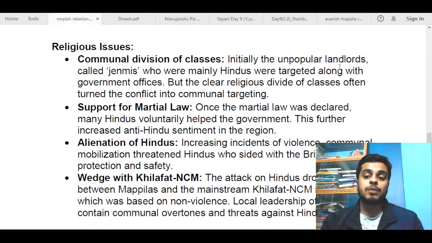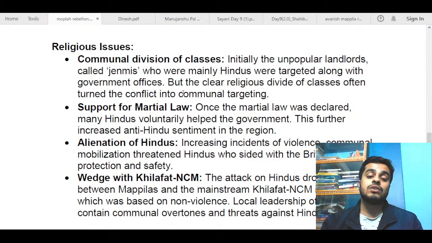So initially the unpopular landlords called Jenmis, who were mainly Hindus, were targeted along with government officers. So the peasants had grievances against these landlords also. So they were also targeted. But what happened was they targeted the landlords for their agrarian discontent, but it took the character of communal clashes, because you can understand that again it was divided along Hindu-Muslim lines. So it went on to take communal character. The clear religious divide of classes often turned the conflict into communal targeting.